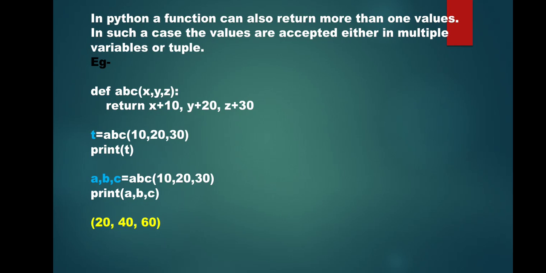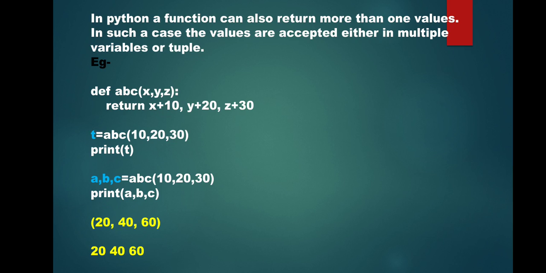But if you do not want the tuple to be created, and you want to receive different values in different variables, another way of doing this is to write more than one variable separated by commas before the equal to. That means I have written a comma b comma c. That means the first return value will be stored in a, the second return value in b, and the third return value in c. So a will receive the value 20, b will receive the value 40, and c will receive the value 60. So when you display it, these are the values of the 3 variables.